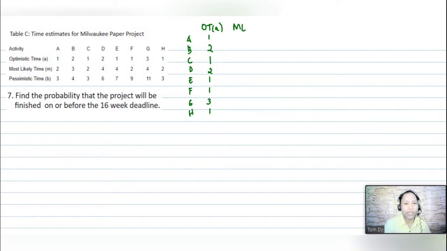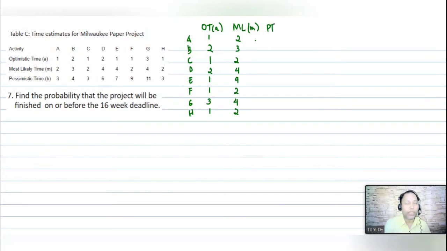Most likely time, that is in terms of M. So 2, 3, 2, 4, 4, 2, 3, 2, 4, 4, 2, 4, 2. Okay, and then we also have our pessimistic time, that is PT.